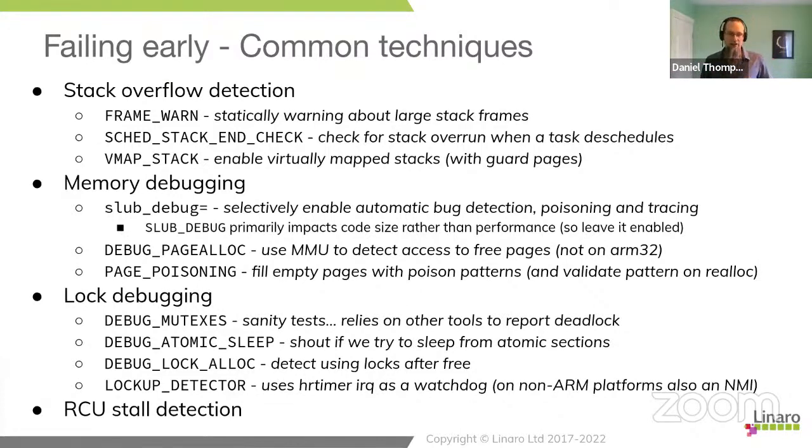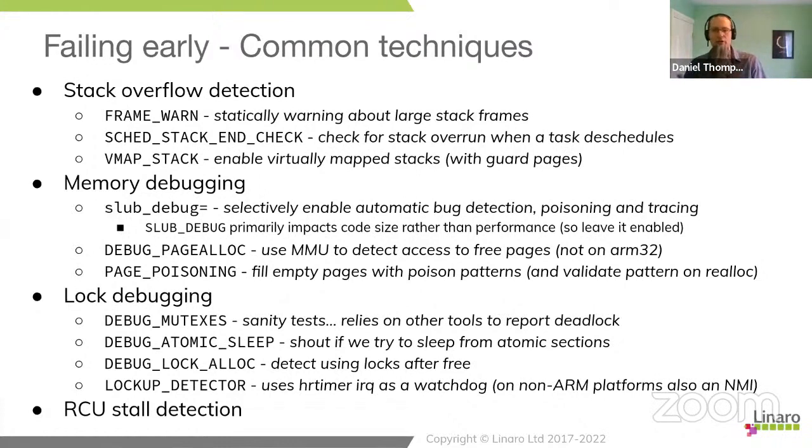I will mention the lockup detector. The lockup detector comes in two forms. Firstly, you have a high resolution timer IRQ that is used to make sure that the tasks are scheduling correctly, they're not stuck. There'll be a soft lockup that prevents the scheduler from running for some reason. You can also use NMIs, non-maskable interrupts, to monitor the HR timer IRQ to make sure the IRQ system is still working as well.